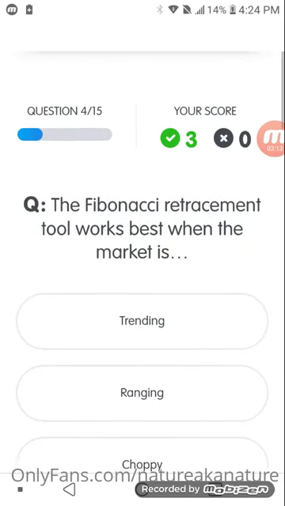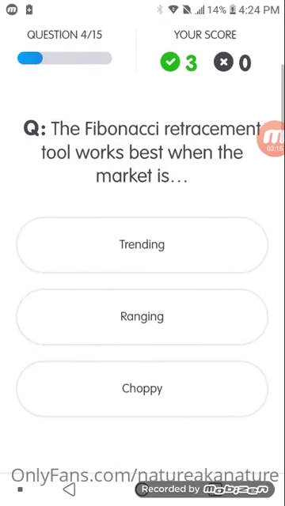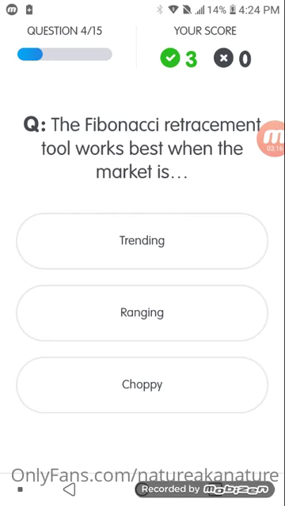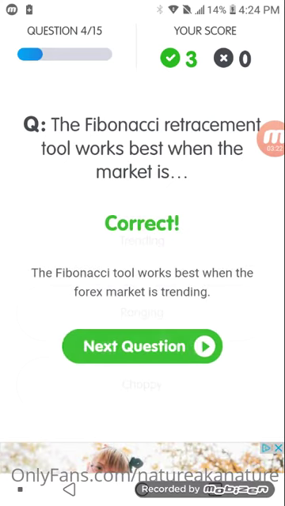The Fibonacci retracement tool works best when the market is trending, ranging, or choppy? We know that the Fibonacci tool works best when the market is trending.